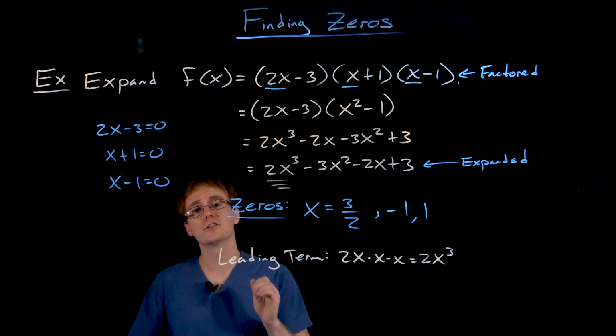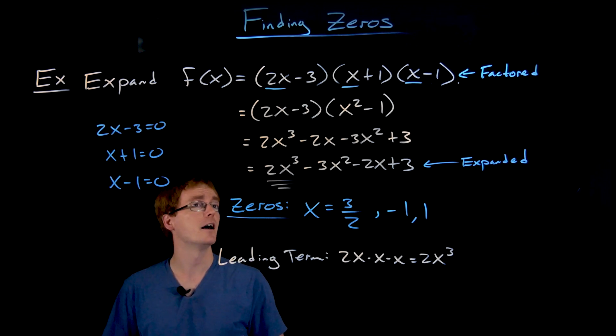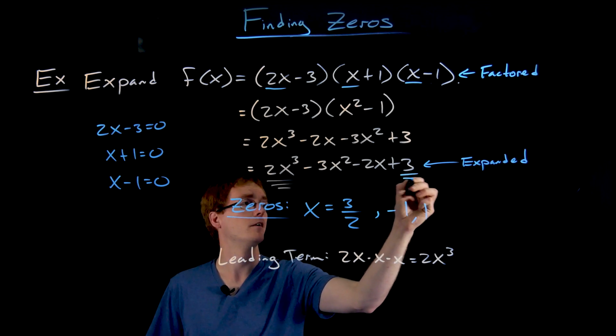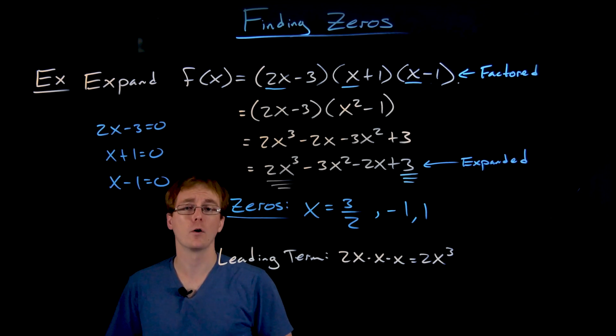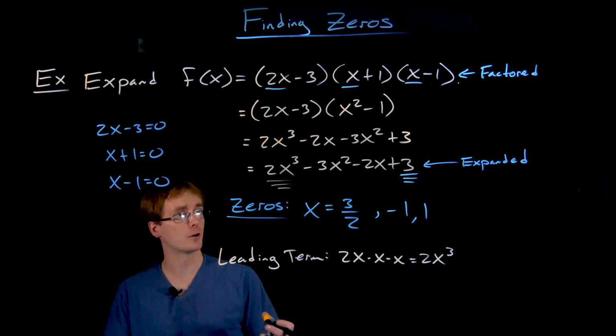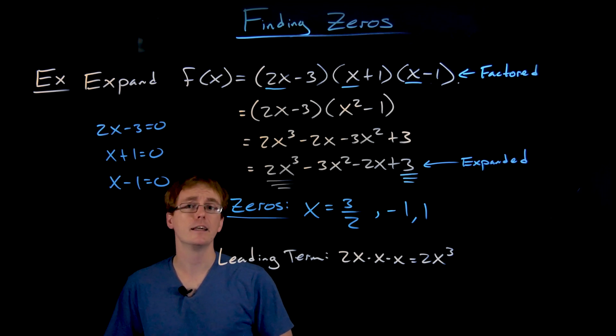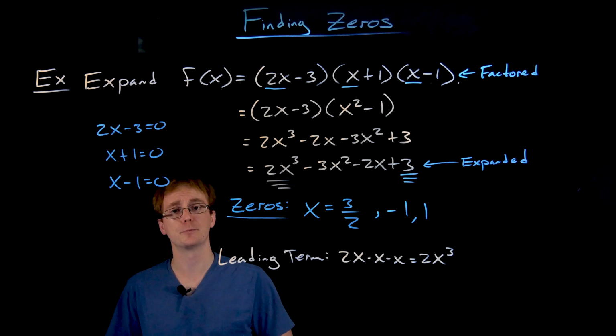And now we have a kind of similar pattern or observation that we can make about the constant term in the expanded form of our polynomial, right? Where is this constant term coming from? It's being created in a way similar to how the leading term was being created.